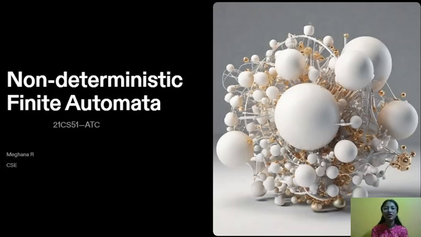In this video, let's learn about non-deterministic finite automata from the subject of automata theory and compiler design. So let's get started.